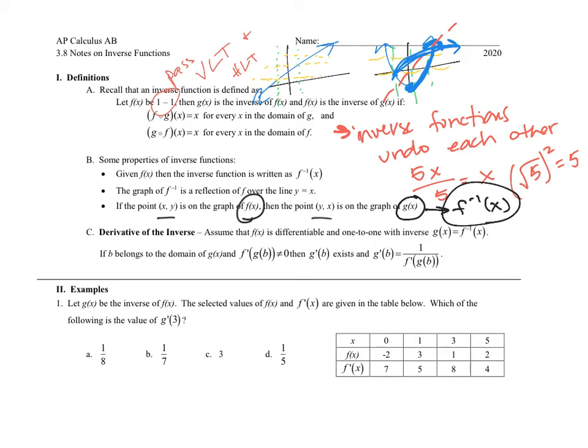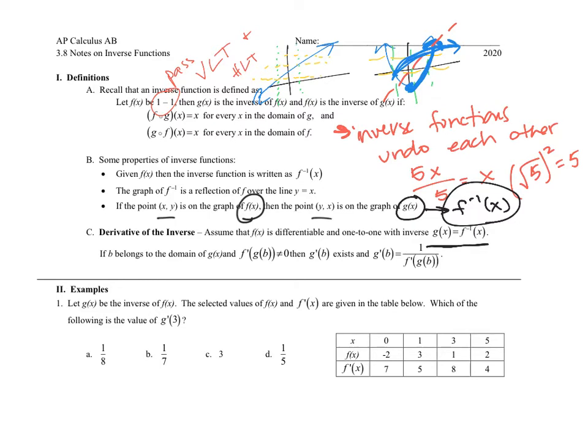Let's look at derivatives of the inverse. So assume that f is differentiable, I can find the derivative of f, and f is 1-to-1, meaning that it passes both the vertical line test and the horizontal line test. We're going to call the g function the f inverse function. If b, some given x value, is in the domain of g and f prime of g of b is not 0, I'll remind you of that in a second.